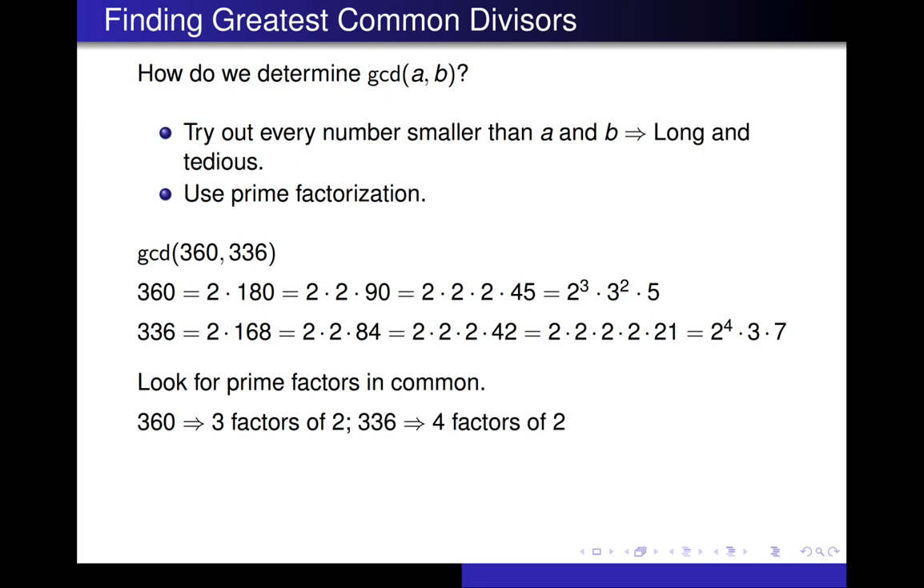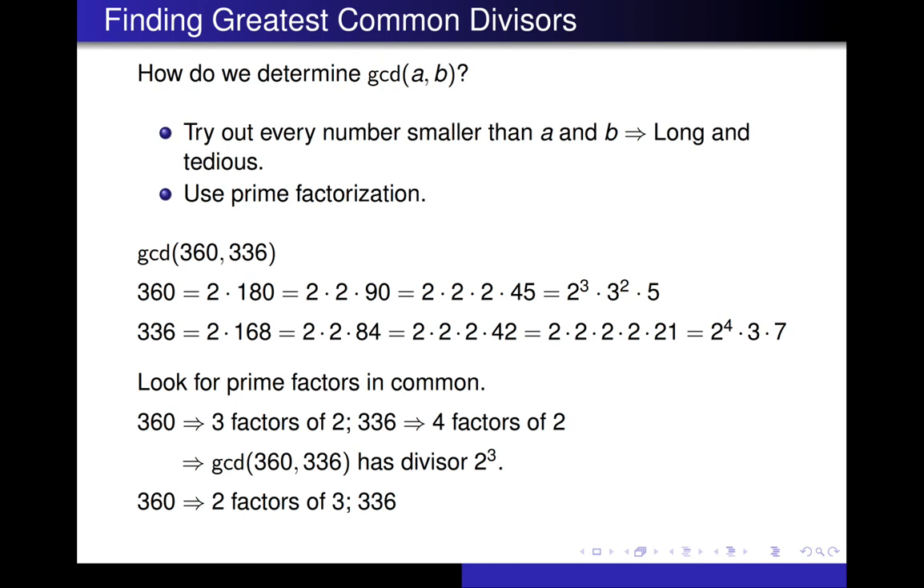For 336, that has 4 factors of 2. So between the two of them, the common factors of 2, the biggest we can get is 2 to the third, 3 factors of 2. All right, so if we do the same thing with factors of 3, 360 has 2 factors of 3, 336 just has 1 factor of 3. That means our GCD is just going to have 1 factor of 3.